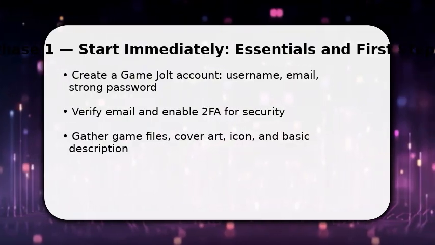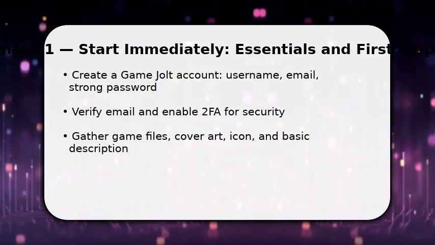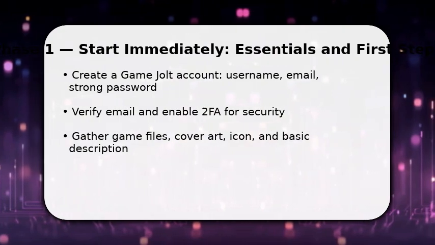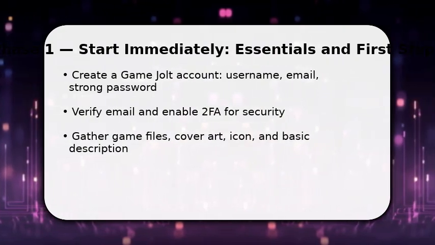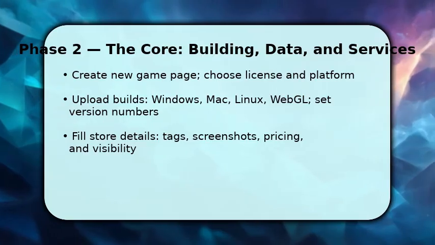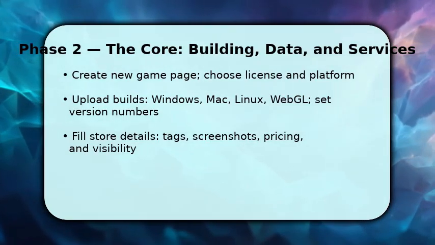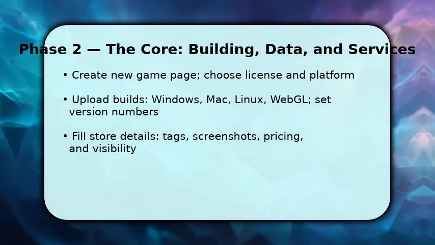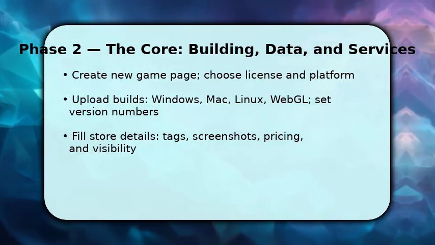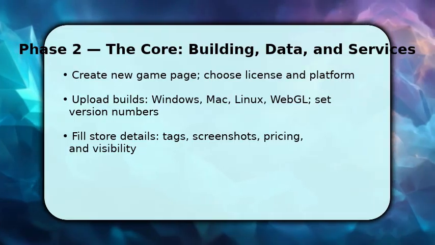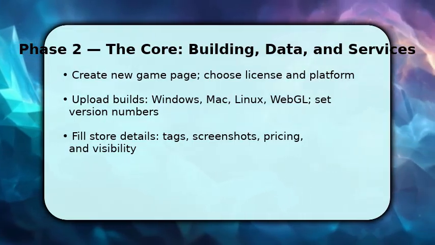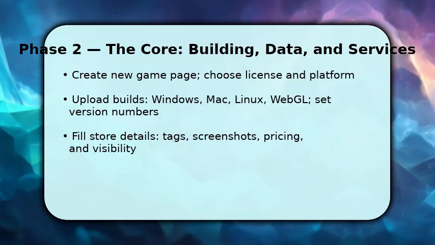Once done, sign in and open the dashboard so you can begin uploading immediately and avoid interruptions during the next steps. You create a new game page and select the appropriate license and platform options so players know how they can use your work. Then upload builds, Windows, Mac, Linux, and WebGL if available, and assign clear version numbers like 1.0.0 to avoid confusion.